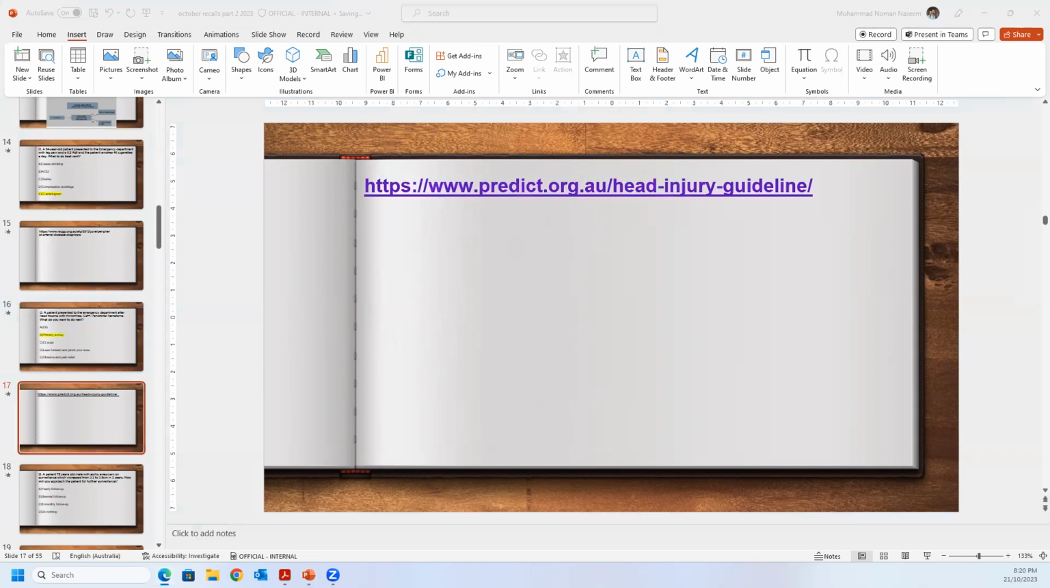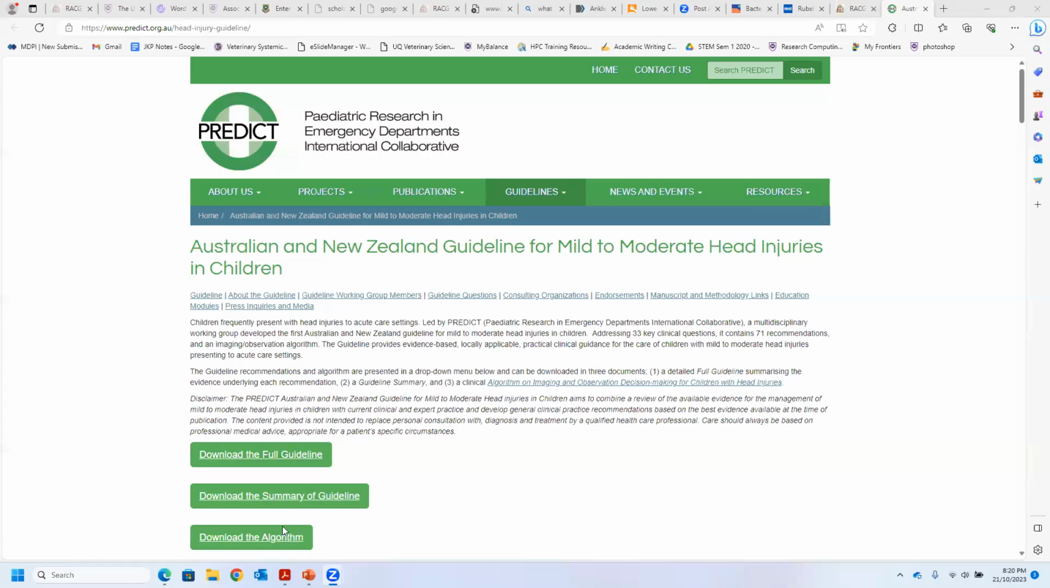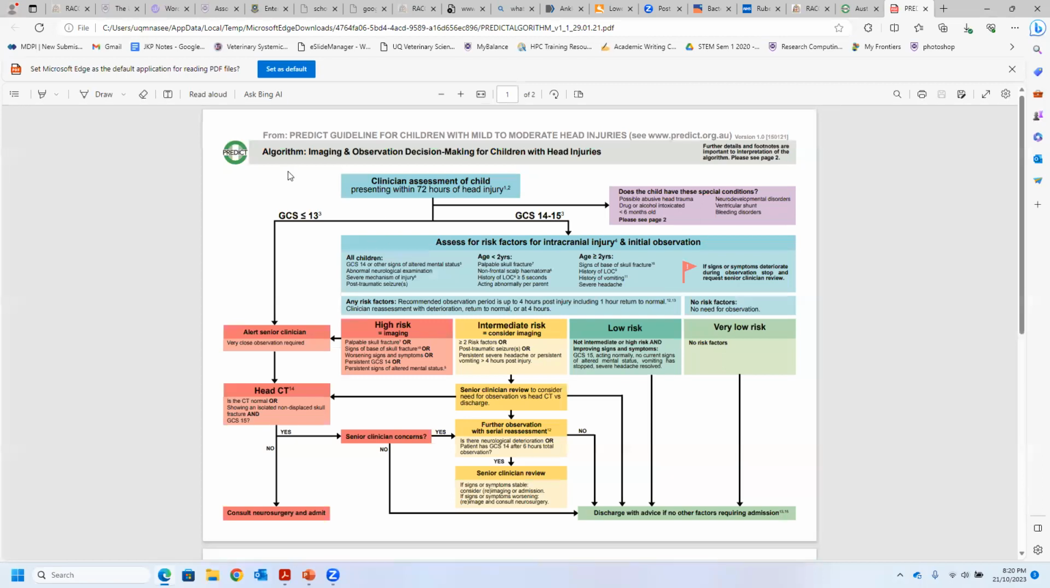Head injury guideline. Okay, so this is the head injury guideline. I'm just going to show you guys the algorithm of it. A patient presents to you with a head injury. You need clinical assessment of the child or adult. It applies to both of them. You do a GCS check and do a primary survey as well. So if GCS is less than 13, alert the senior clinician and do a head CT immediately.